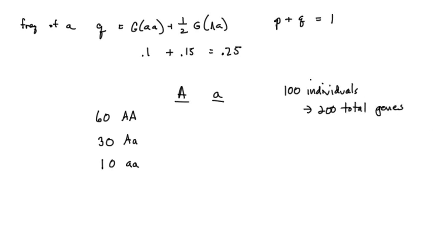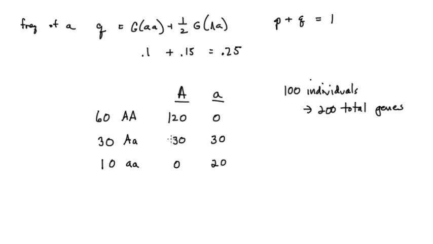So our 60 big A homozygotes will carry 2 copies each of big A and 0 copies of little a. So that makes a total of 120 copies of big A carried by our 60 big A homozygotes. Our 30 heterozygotes will carry 1 copy each of big A and little a. So that's another 30 copies of big A and also 30 copies of little a. Our 10 little a homozygotes will each carry 2 copies of little a, so 20 copies of little a, and of course no copies of big A.